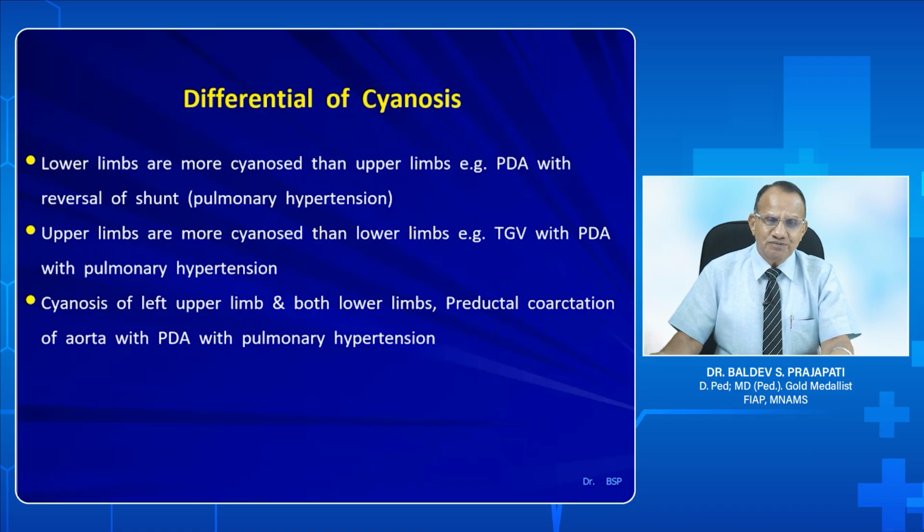Now, what is differential cyanosis? Here the lower limbs are more cyanosed than the upper limbs, and it happens classically in a case of PDA with reversal of shunt following pulmonary hypertension. While upper limbs are more cyanosed and lower limbs are less cyanosed or maybe pink, that is seen in a case of transposition of great vessels with PDA, but now presenting with the complication of pulmonary hypertension. And cyanosis of the left upper limb and both lower limbs is due to preductal coarctation of aorta with PDA and pulmonary hypertension. So, these three groups of differential cyanosis should be kept in mind by the good clinician.